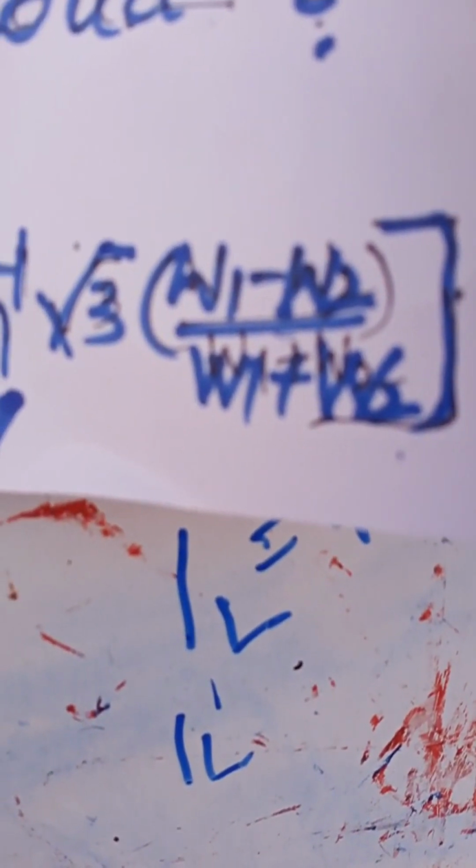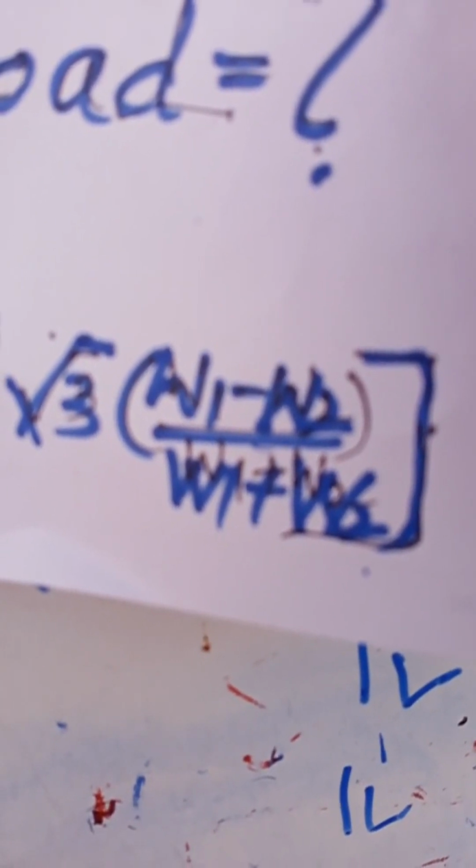What is the formula to calculate the power factor in a three-phase circuit? I have already discussed the formula. Here you see the formula: cos phi is equal to cos of tan inverse root 3 into (W1 minus W2) by (W1 plus W2). This is the formula for calculating the power factor in three phase.